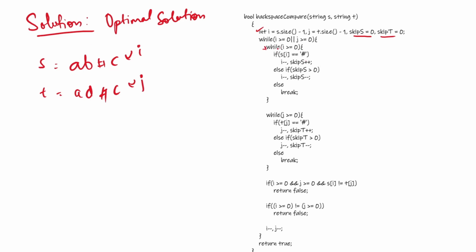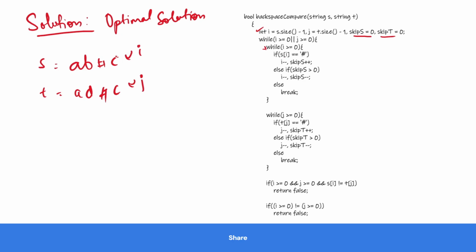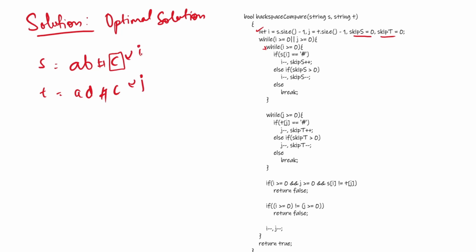First of all, I am checking if this s of i, this character, is a hashtag. If it is a hashtag, then I will move my pointer, because if this is a character and this is a hashtag, I do not need to check, because I have to check if and only if both of them are characters other than hashtag. So if it is a hashtag, I will move my pointer here and increment skip s, because that means I have to skip this. But right now it is not, so right now I will check the other.